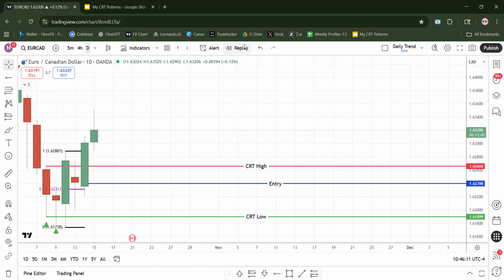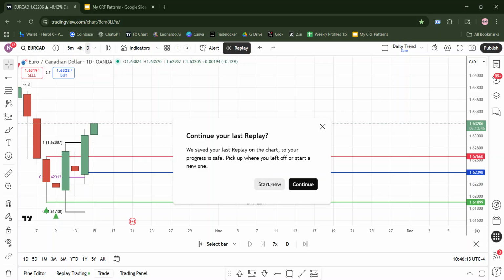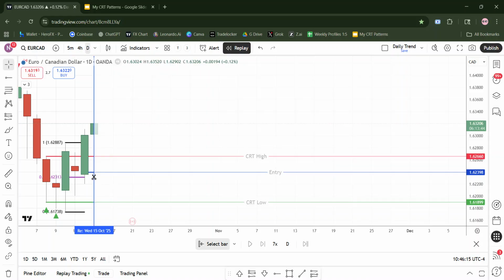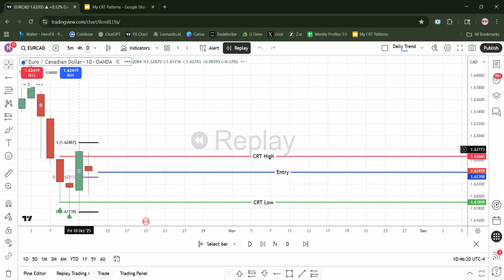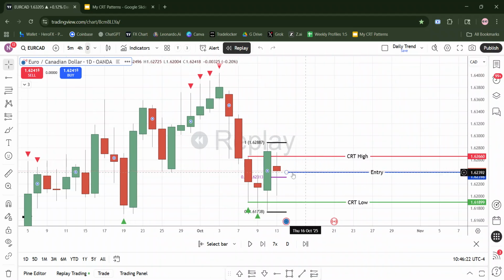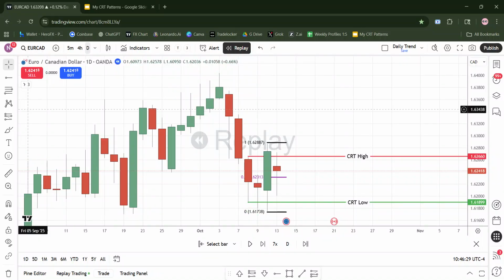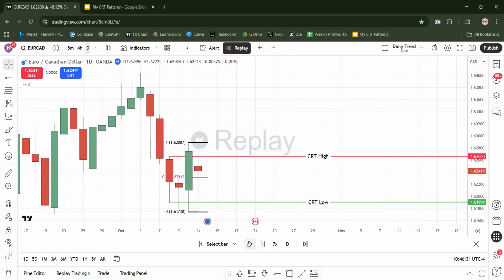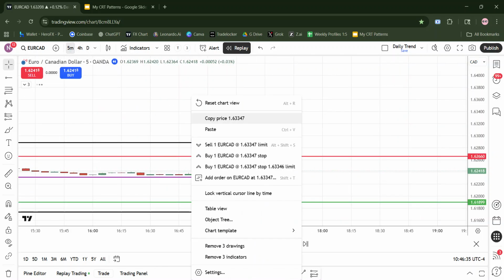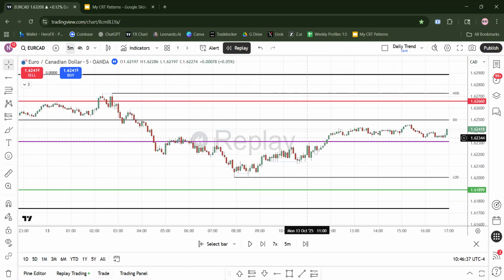So let's do the replay option. And we're going to start on Monday. Let me get rid of this. I'm also going to get rid of this one. We don't need the indicator once you identify the direction on the daily chart. So on Monday, the best time to trade, again, with this purple line here, that's around about where you want to be looking to go long.